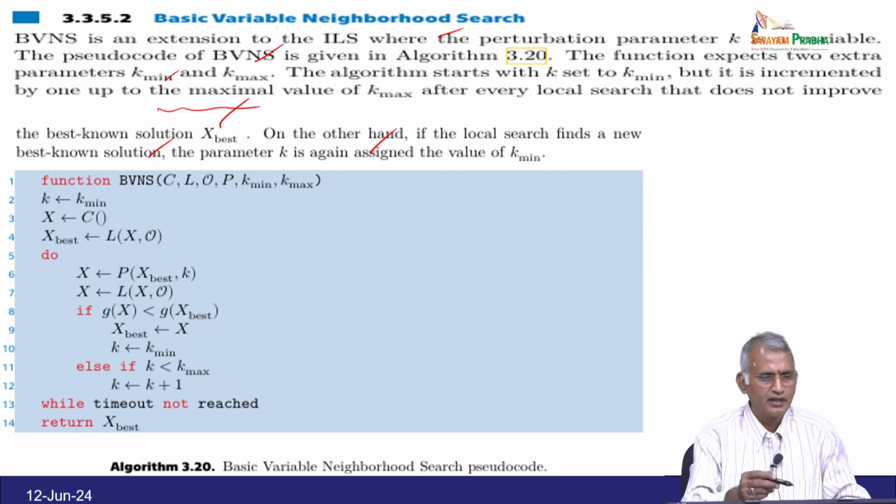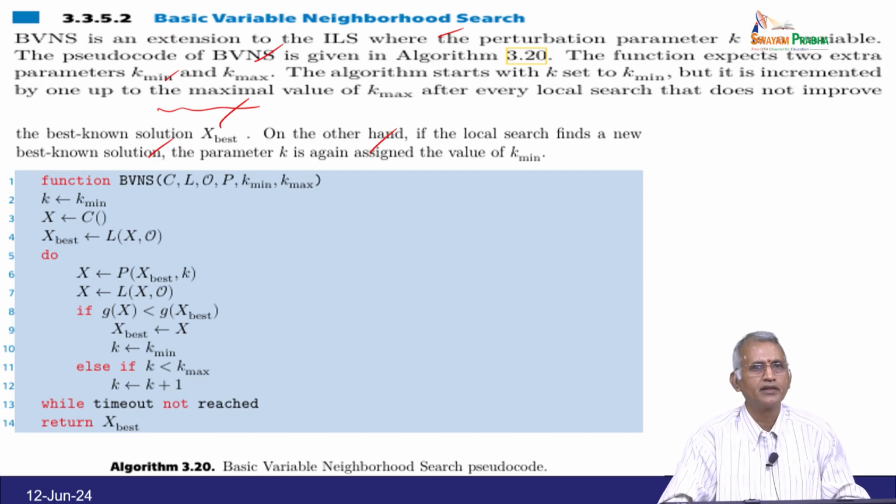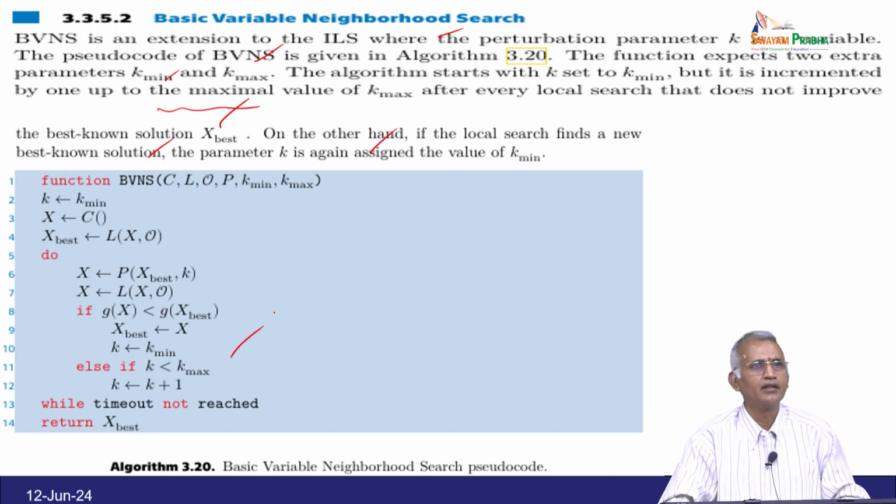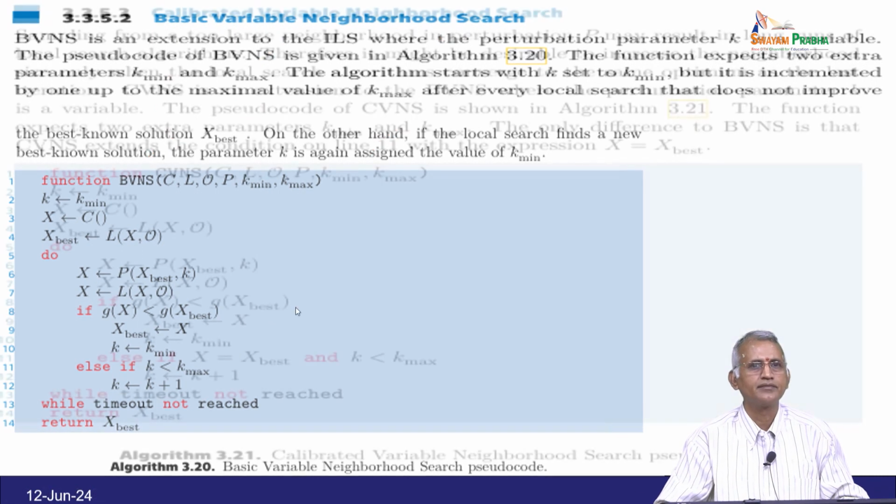So, this is the pseudocode of basic variable neighbourhood search, that is the function BVNS. Requirements are parameters C, L, O, P, k min, k max. Then initialize k to k min, x to C, x best is L of x, O: do x is P of x best, k, x is L of x, O. If g of x is less than g of x best, then x best is x and k is k min, else if k is less than k max, k is k plus 1, while timeout is not reached, and return x best.